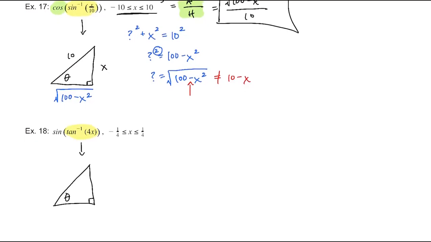All right. How do we think we can label this right triangle? Let's start with that part. How can we label this right triangle? Four X is the opposite, I buy that. Perfect, that adjacent side is one.